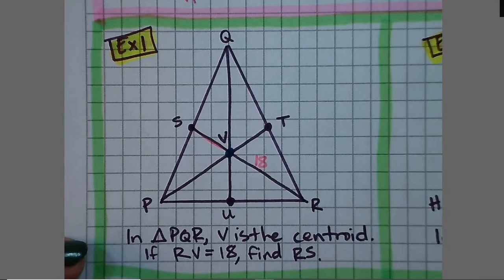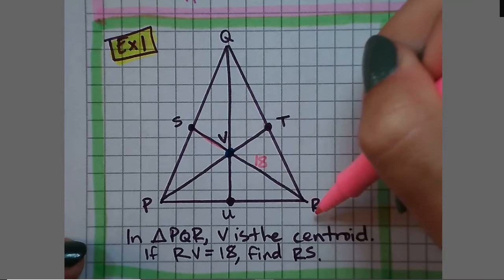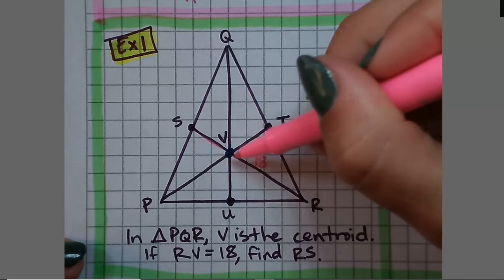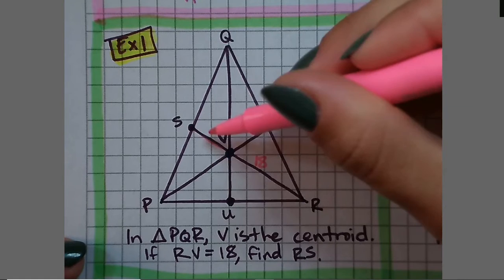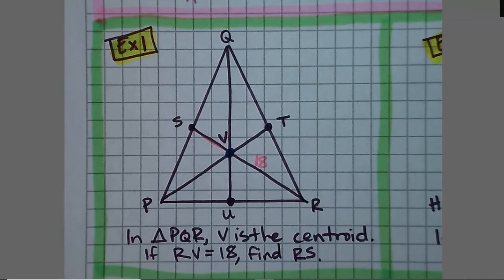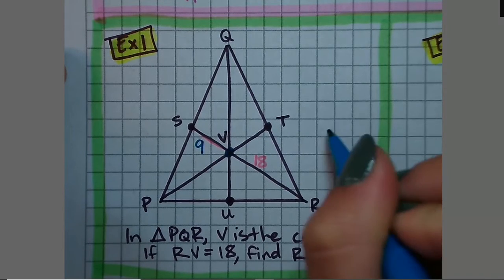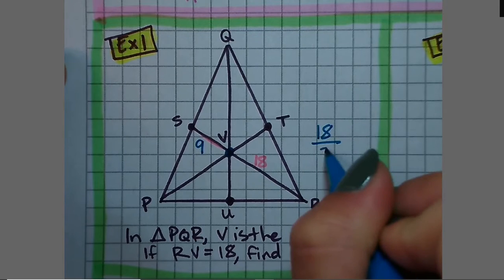In this case, we're just going to use the property that this is double the shorter part of the segment, which means that this is going to be half. So if this is 18, then this part of the segment must be 18 divided by 2, which is going to be 9. That's your answer here. All we did was 18 divided by 2.